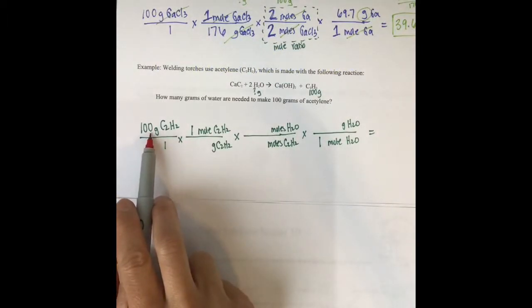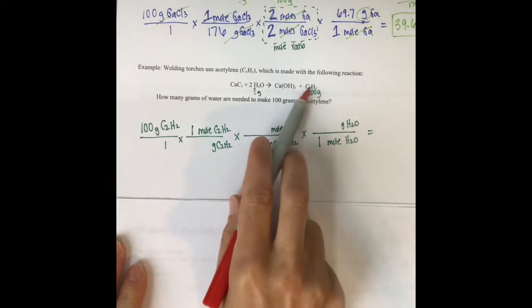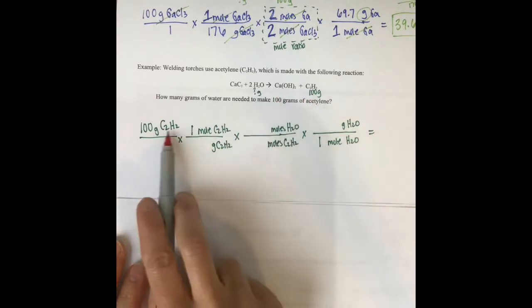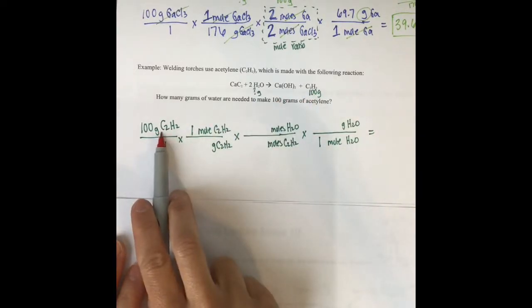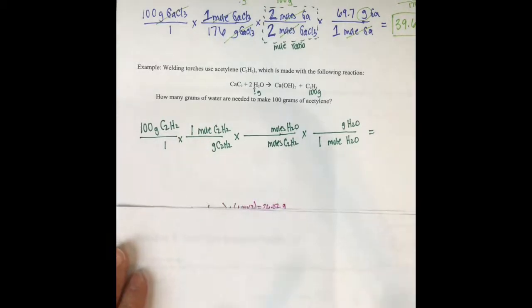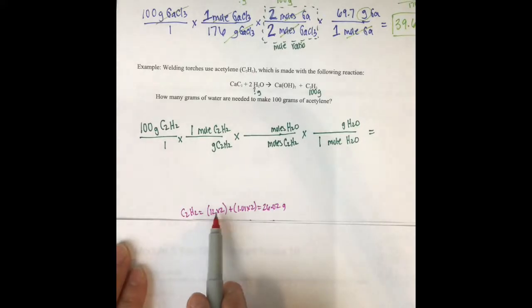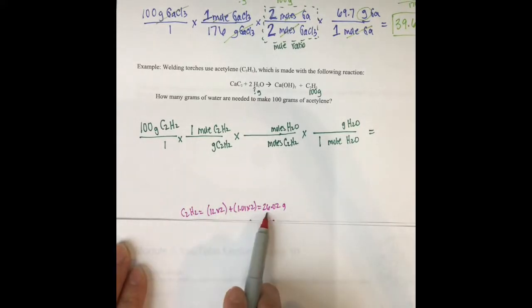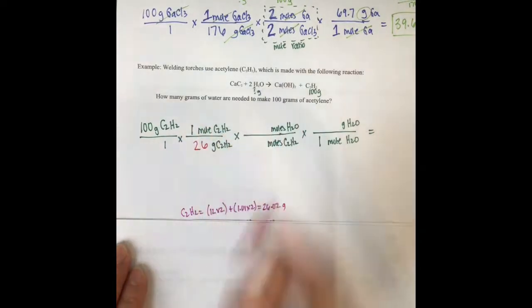They gave me 100 grams of acetylene to start with. So I'm over here. We know that we need to get rid of mass, so it goes in the bottom. And I found the mass of C2H2 by adding up the elements in the formula. And I got 26.02. I'm just going to use a 26.